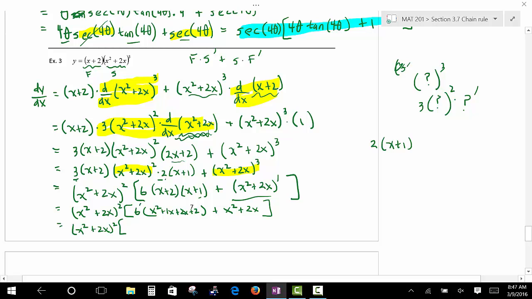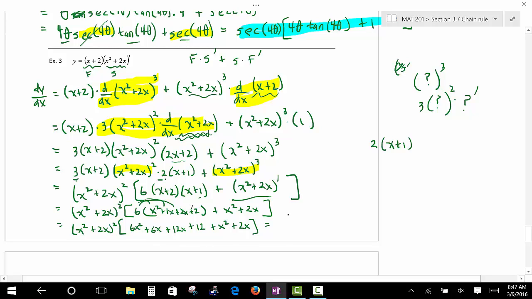Okay, and then multiply this out, so that's going to be 6x squared plus 6x plus 12x plus 12 plus x squared plus 2x. Now all we need to do on that is just collect the like terms, and then we got a good answer, I think. Okay, so again, I FOILed this. That's what I got there, multiplied by 6.